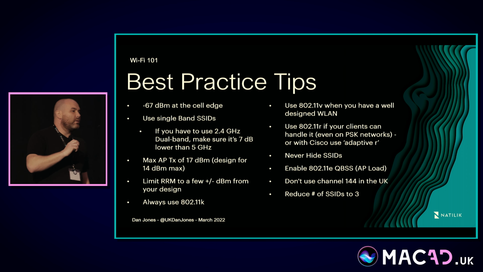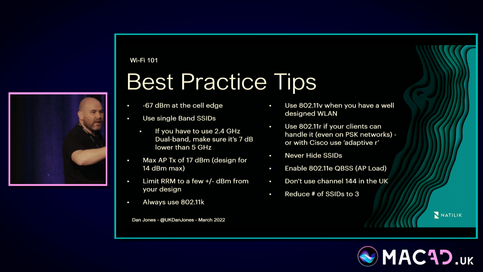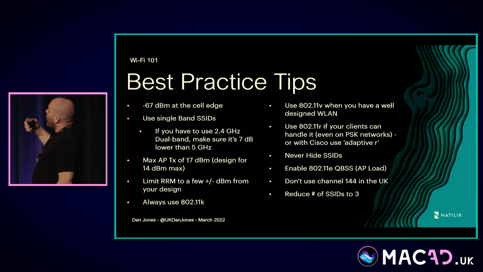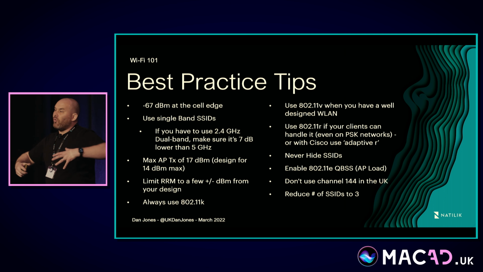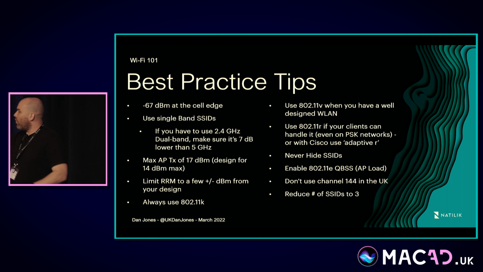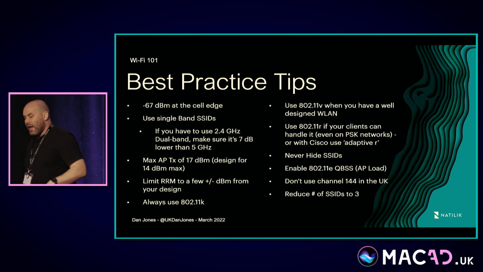The max power that an iPhone can send out is 17 dB. So what you want to have is an AP that's not really, really loud and devices that are much quieter, because as you walk further away from the AP, the AP might struggle to hear it back. There's a bit of a debate about that, but for me, it's just best practice.